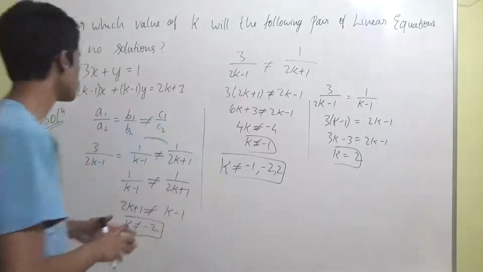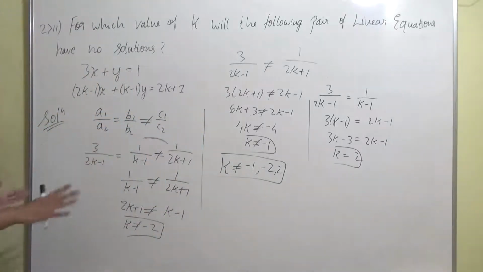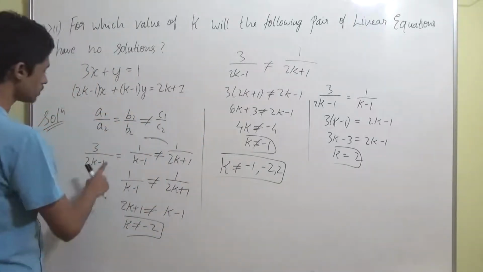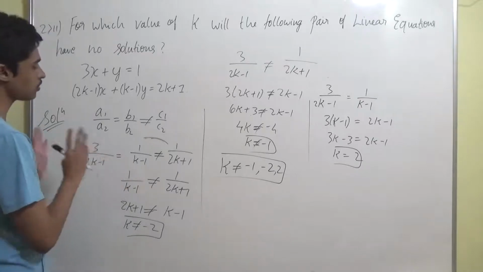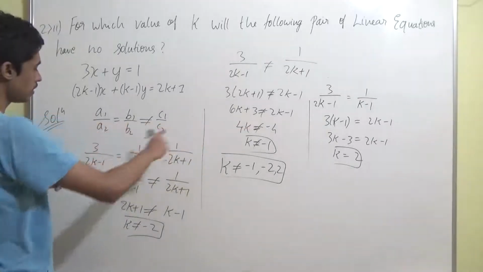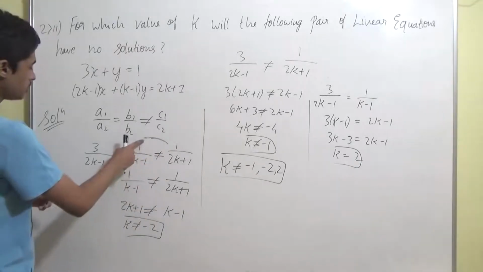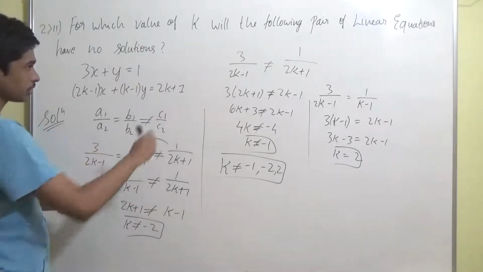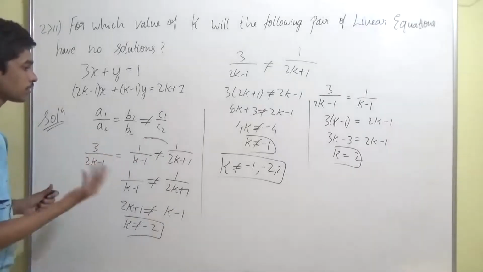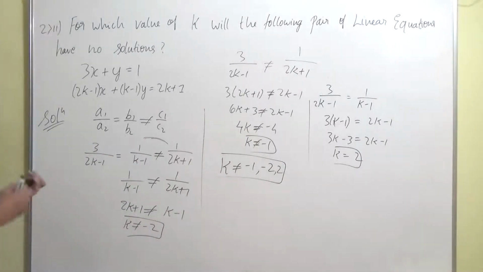So basically what you have to do is compare in all the ways possible, guys. First you have to equate these two and find the value of k. That we did there. And then these two we did here itself. These two we did here, and these two we did over here. So that we found the values of k for which it's going to give us no solution.